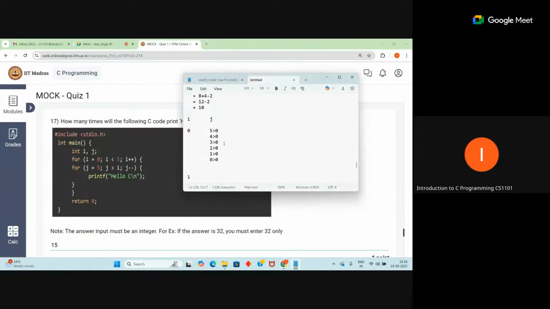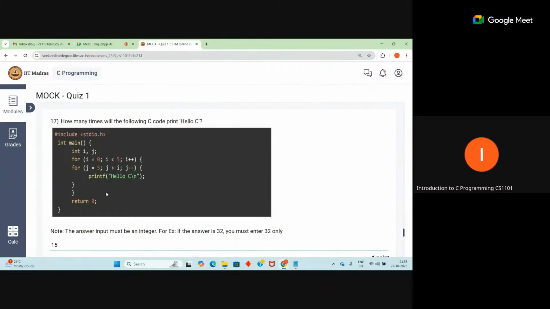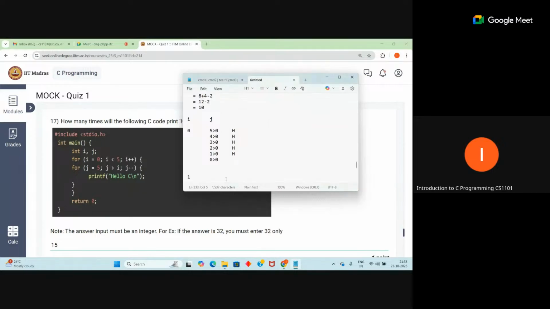Here I'm just writing H. So hello will be printed in this case, this case also, this case also, and this case also. Whereas this is the false case, so it will come out of this J loop. This is the closing of J. So the J loop will be closed and then it will increment the I value.